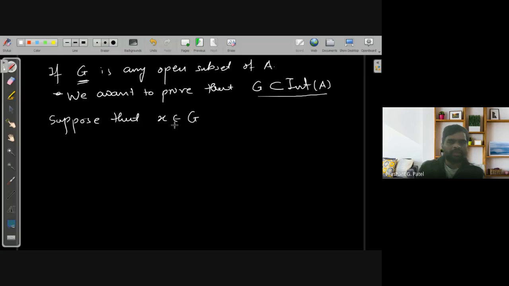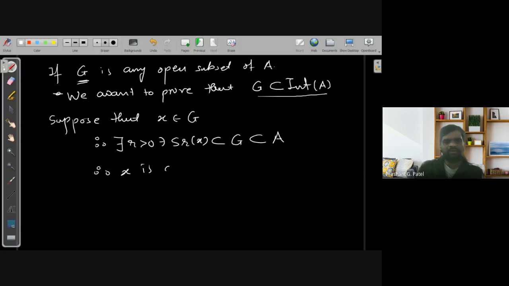If X belongs to G and G is an open set, therefore there exists some R greater than 0 such that SR of X is a subset of G, and G is always a subset of A. So I can say that X is an interior point of A.